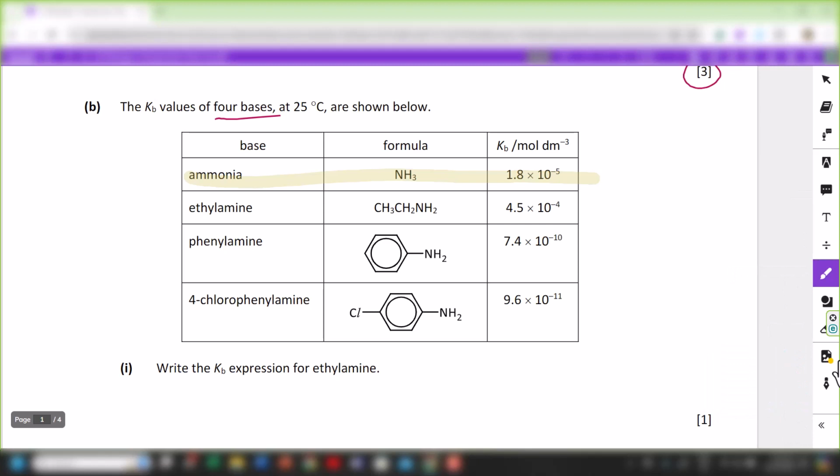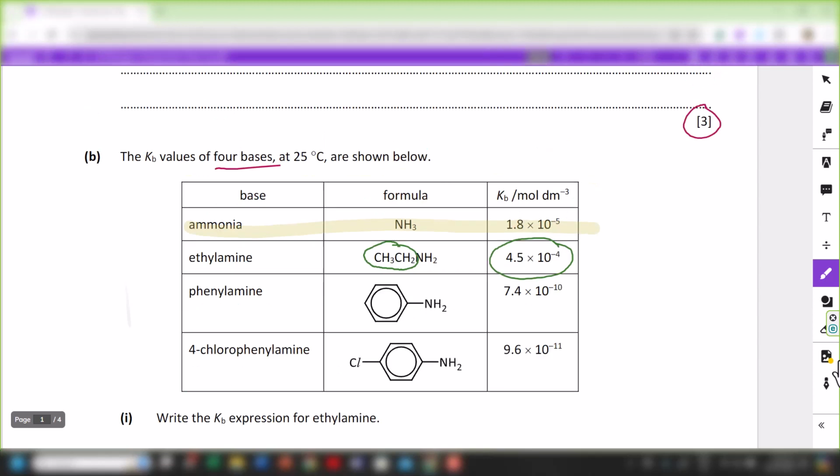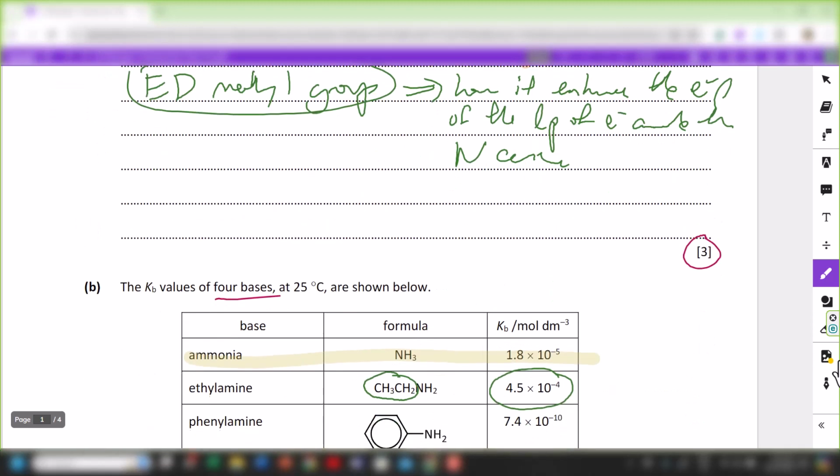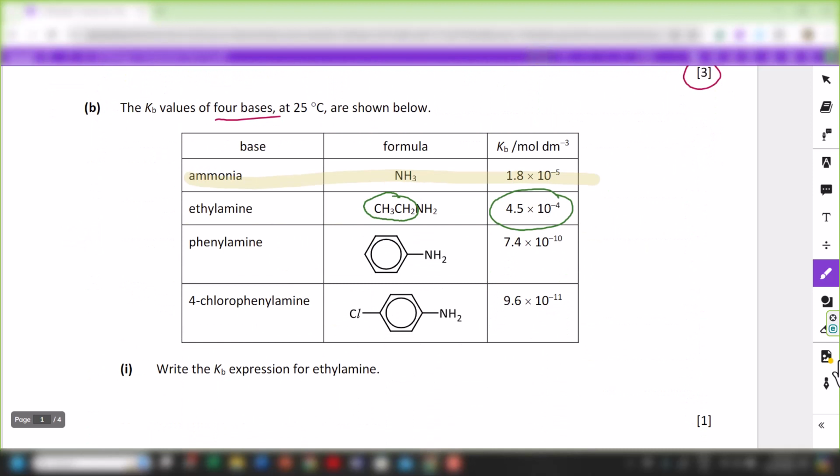And then we have ethylamine. You notice that for ethylamine, it is about 10 times, maybe about 20-ish times more basic than ammonia. And we can easily understand this due to the fact that it has an electron donating ethyl group. So the argument will be the same as 1a. Compared to ammonia, ethylamine has one electron donating ethyl group, which enhances the electron density around the lone pair of electrons on the nitrogen. That makes it more susceptible to ionize, or more susceptible to attract a proton from H2O.